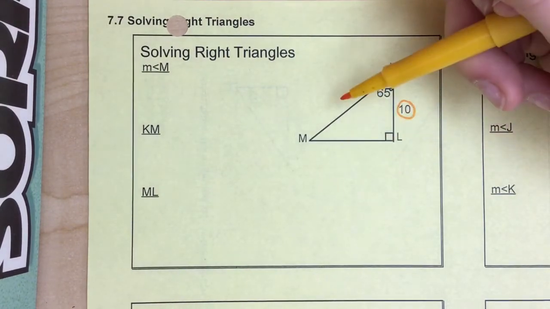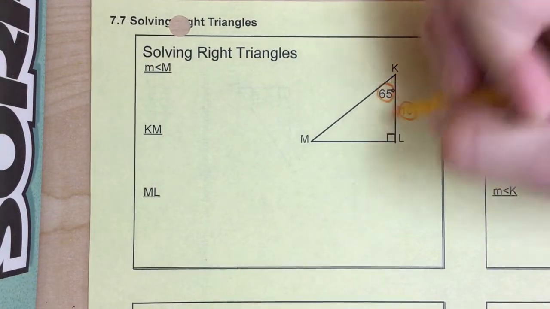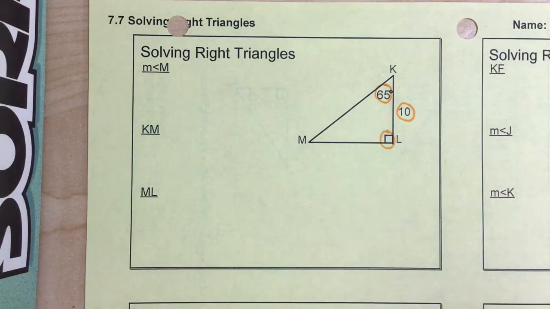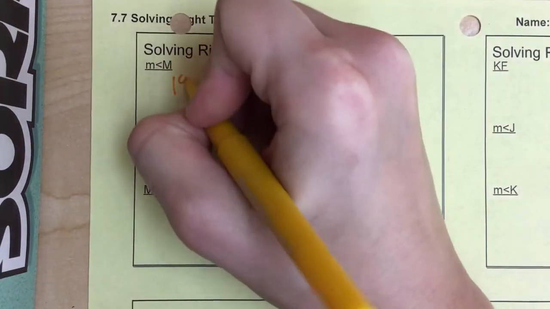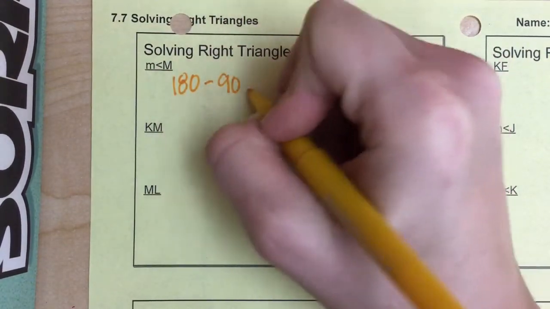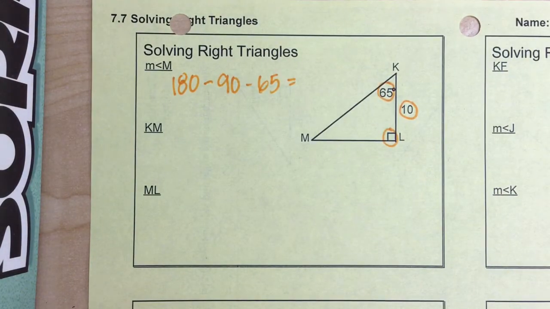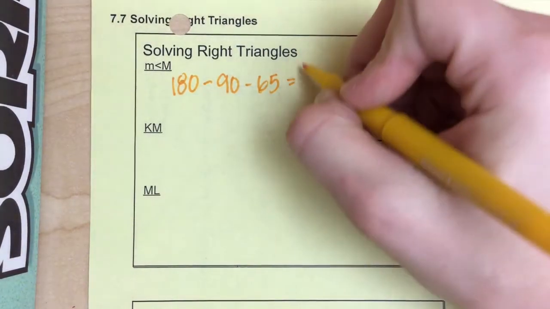So if you look and see, I'm starting with 1 side. I don't know the other 2. And I'm starting with 2 angles. So I'm gonna go ahead and find that 3rd angle. Hopefully, if you think about it, the way I find my 3rd angle is just subtract from 180. I can take 180 minus 90 minus 65, and I get 25 degrees.